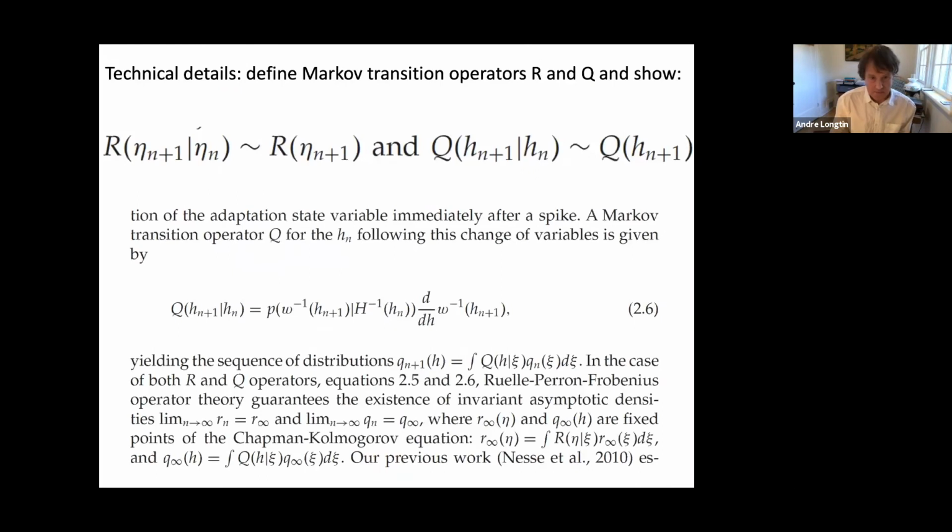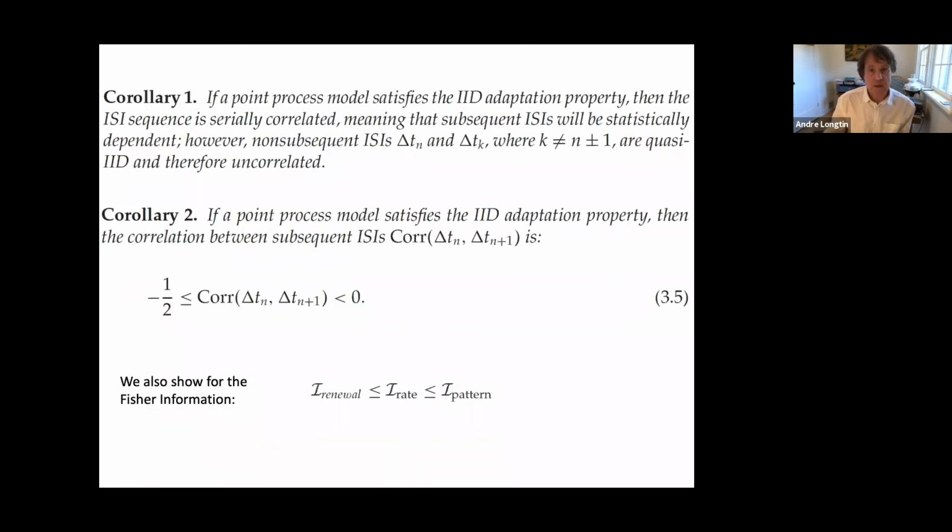So that's more technical. And a corollary of this is that if a point process satisfies this independent, identically distributed variable property, then the sequence is serially correlated, meaning that subsequent ISIs will be statistically dependent. However, non-subsequent ISIs are quasi-IID and therefore uncorrelated. And you can show that these correlations of the intervals are going to be between -0.5 and 0.